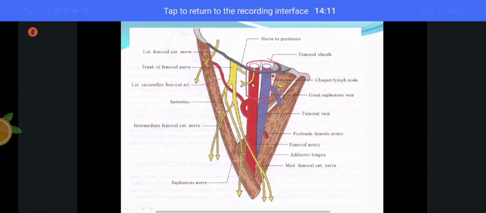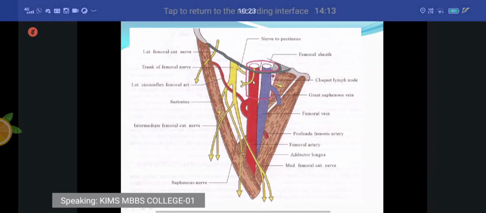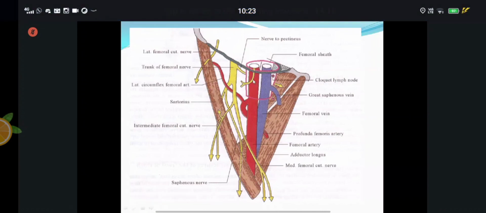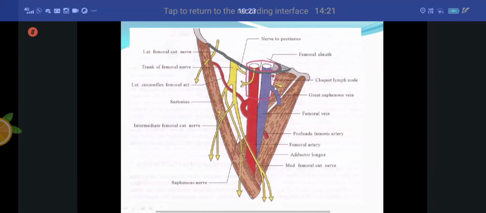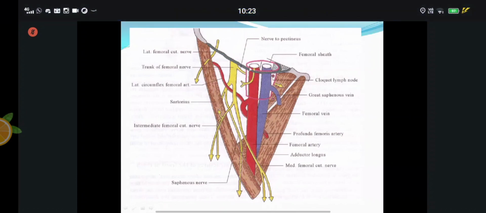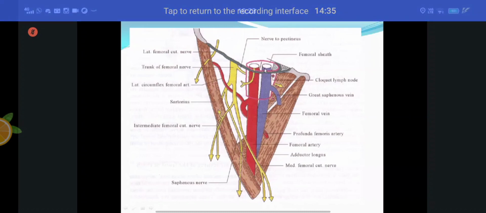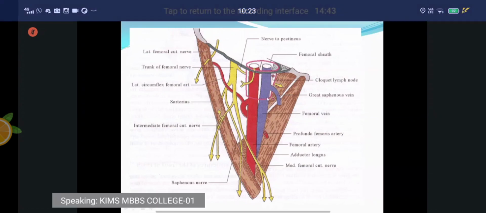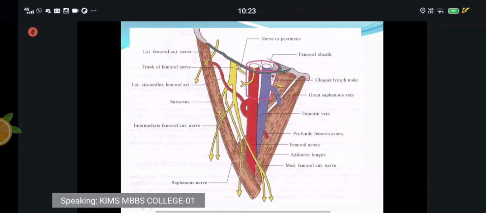You know, when you study the femoral triangle, the skin, the superficial fascia, the deep fascia, everything lies above the femoral artery. And you see here, there is a femoral sheath. The femoral artery, the femoral vein and the femoral canal are enclosed in a sheath, and that sheath is called the femoral sheath. So anteriorly, it is bounded by the femoral sheath, and medially you find a vein here. What is this vein? The femoral vein. So the femoral artery is medially related to the femoral vein, and laterally it is related to the femoral nerve.